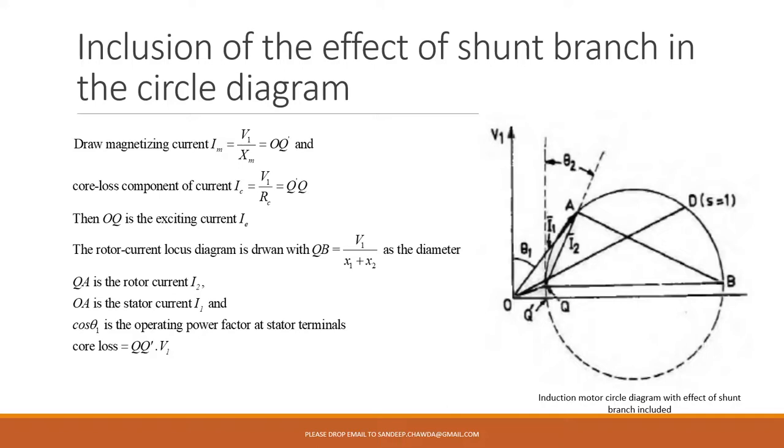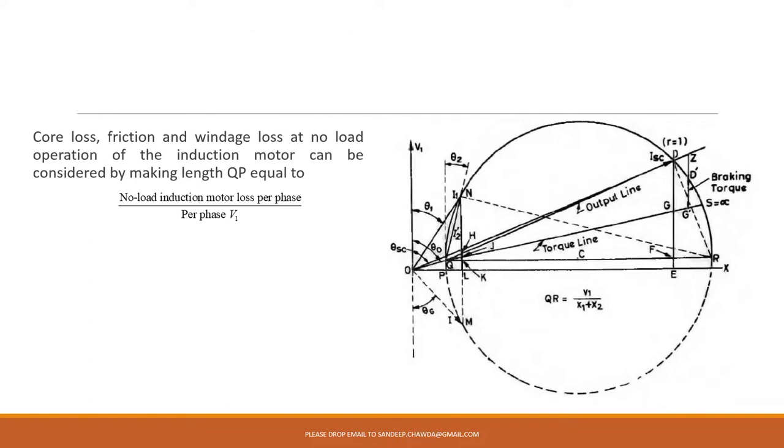The angle between this reference and this I2 is going to give you theta 2. That is, cos theta 2 will be your power factor on the rotor side. Core loss, friction and windage loss at no load operation can be included by considering the length.